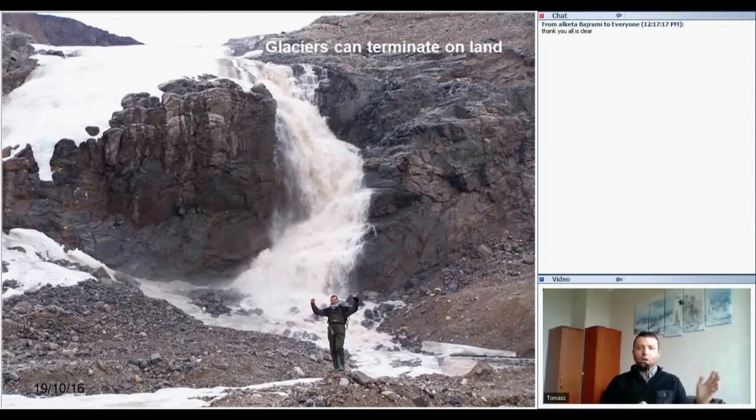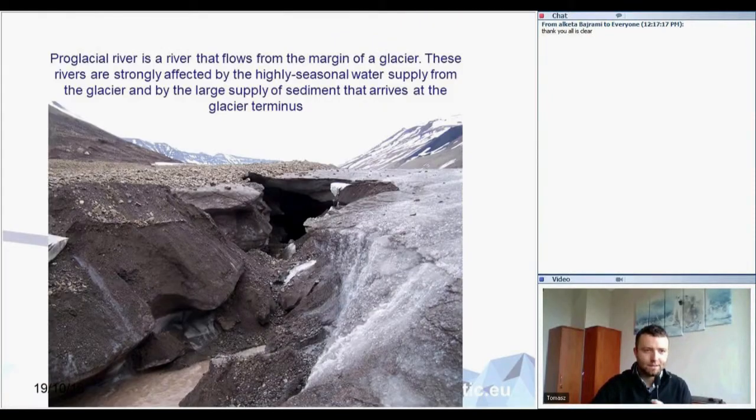But also smaller glaciers terminate on land. And I mentioned that this is the place where the proglacial river starts. So it flows from the margin of a glacier. And those rivers are strongly affected by highly seasonal water supply from the glacier.